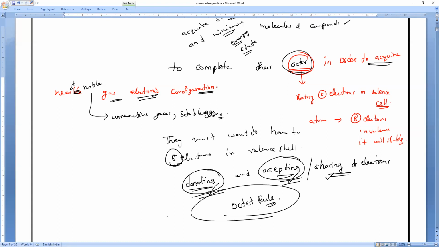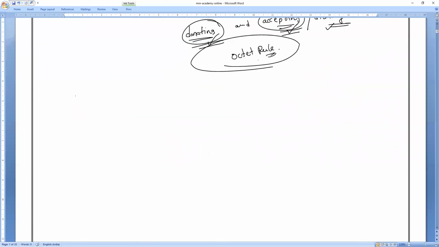Now, when metals combine with non-metals, all of you observe very carefully, they undergo transfer of electrons.